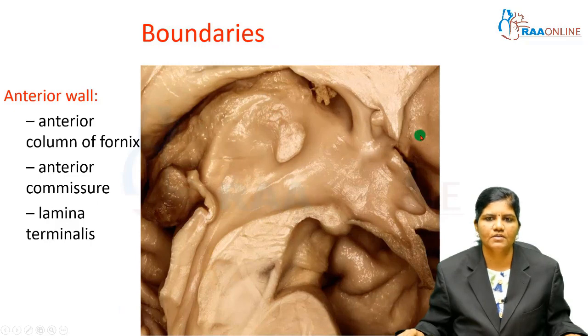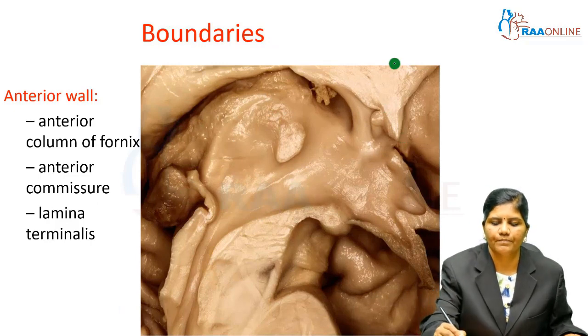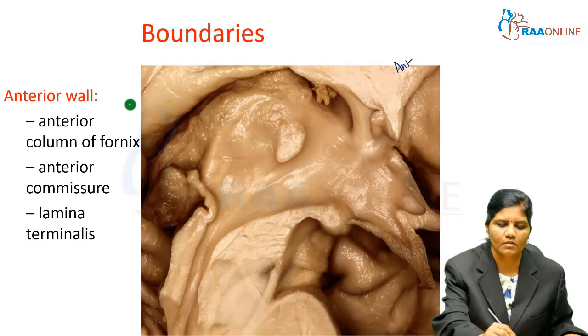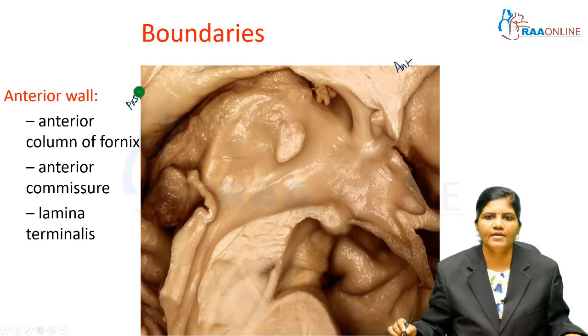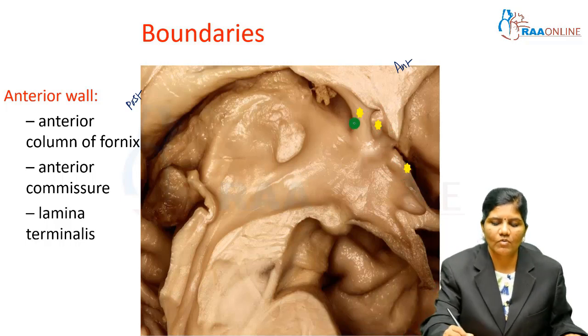Let's see the boundaries. So this is the anterior wall. The anterior wall is formed, from above downwards, by the anterior column of the fornix, the anterior commissure, and the lamina terminalis. So these three structures form the anterior wall: the anterior column of fornix, anterior commissure and the lamina terminalis.